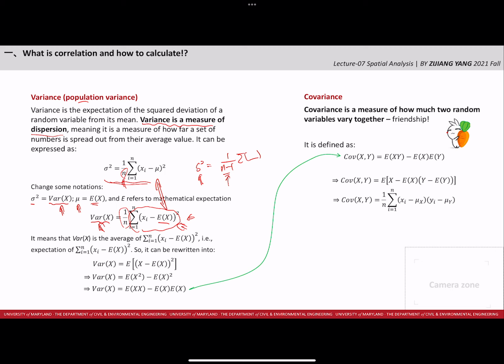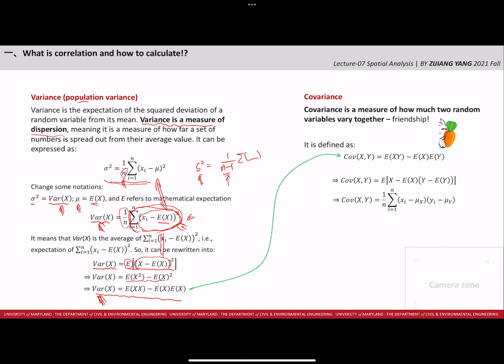In other words, the variance can be rewritten into this one, because this is the average, and we know the mathematical expectation refers to the average. So we just add the mathematical expectation notation here to represent the average of this part. So these parts are equivalent. Then we can do some transformation, like opening the bracket based on the properties of expectation. And finally, we can get this relation. For this relation, the variance of x is the expectation of x times x, minus the expectation of x times the expectation of x. So we have double x here, and double expectation of x here.